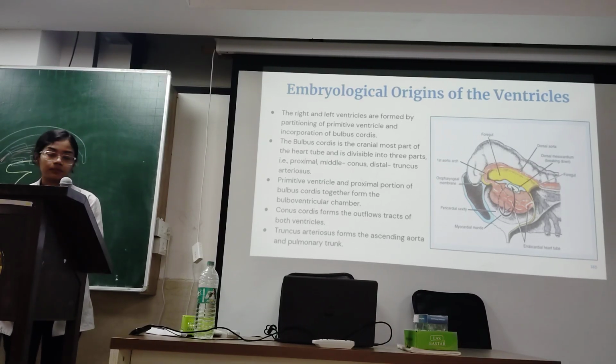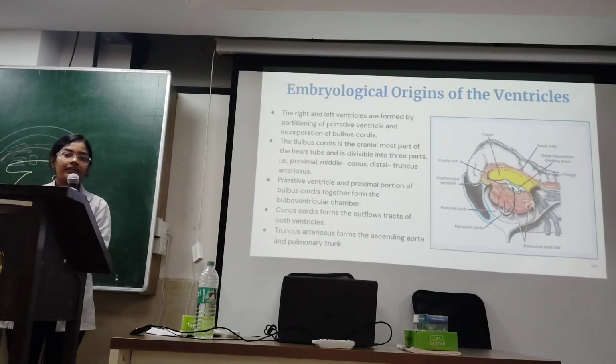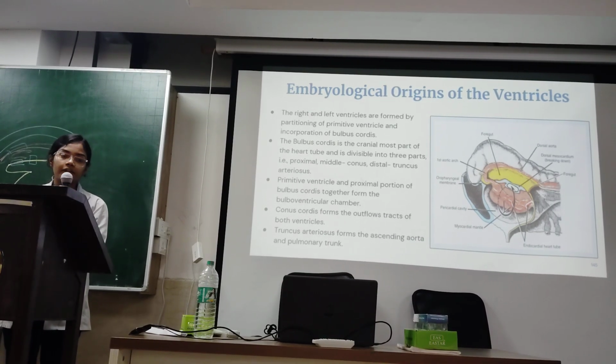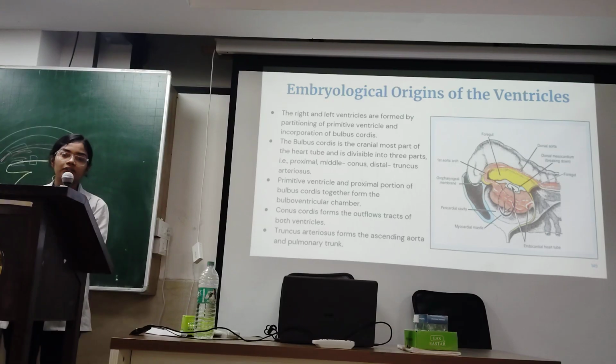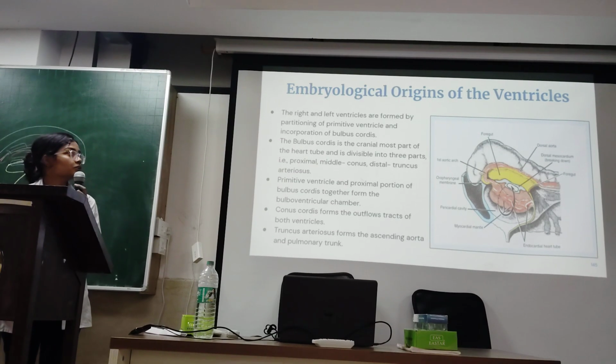7 to 8. To begin with, the right and left ventricles are derived from two main components, the primitive ventricle and the bulbus cordis. Bulbus cordis is the cranial portion of the primitive heart tube, and it consists of 3 portions, the proximal, middle and distal. The middle portion is called the conus cordis, and the distal portion is also known as the truncus arteriosus, whereas the proximal one does not have such a name.